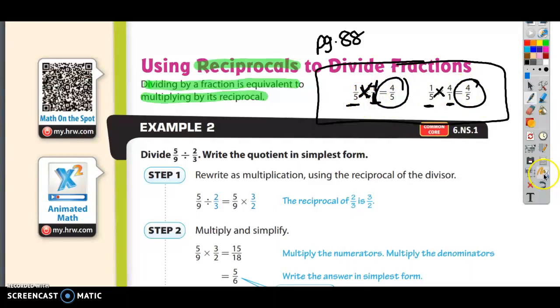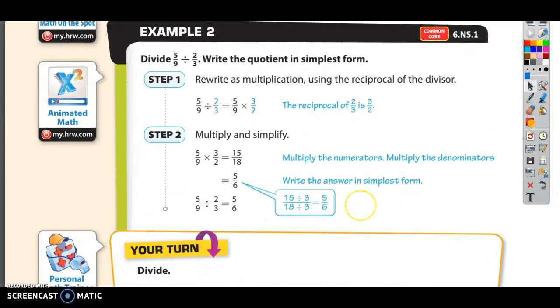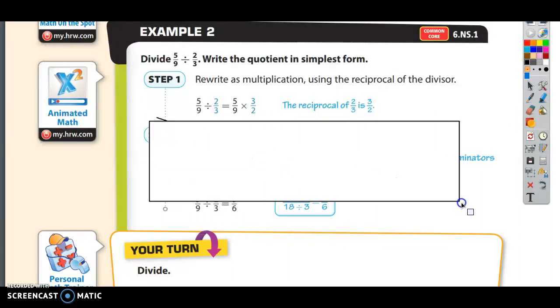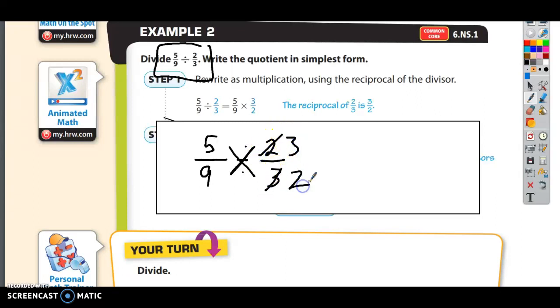Let's go practice it on example 2 below and at the bottom of the page. I'm going to go ahead and put a whiteboard down. If the problem were 5/9 divided by 2/3, here's the problem right here. What I do is I leave the first fraction alone. I change it to multiply. I change it to the reciprocal of 3/2.